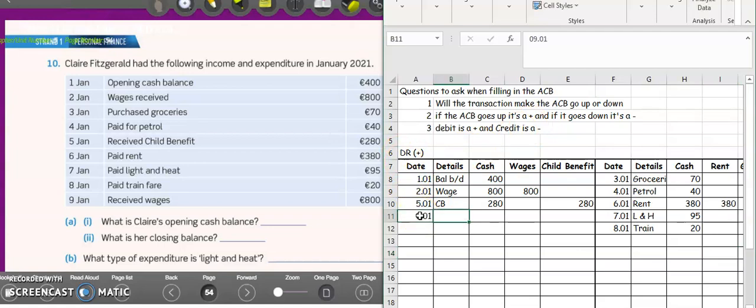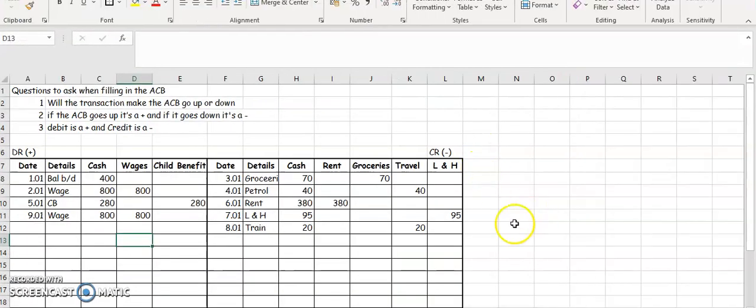So the 9th of the 1st, wages 800, and we're going to put it underneath the 800 column as well. So that's all our transactions entered in. Now what we have to do next is balance the debit and credit side.